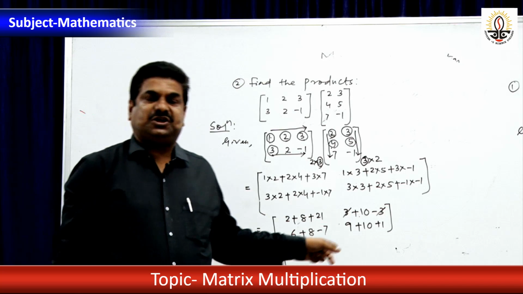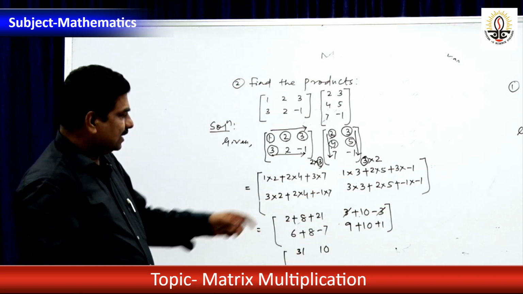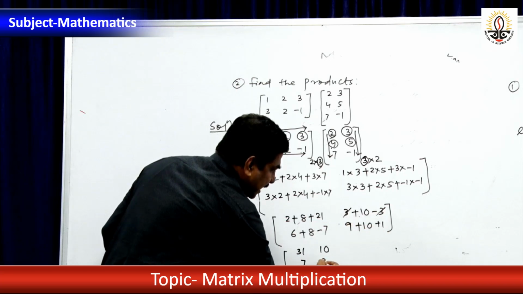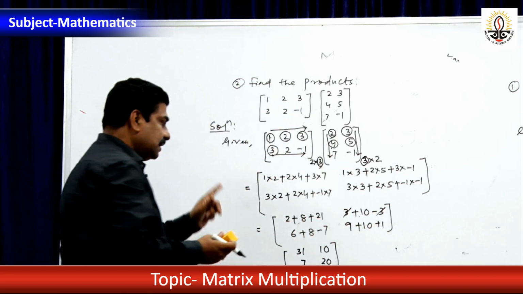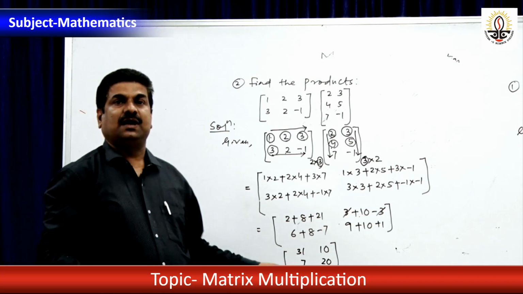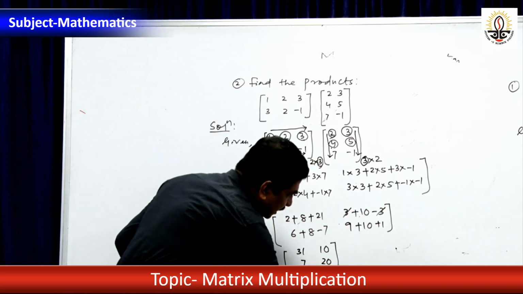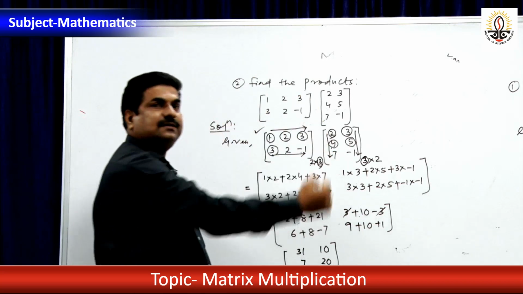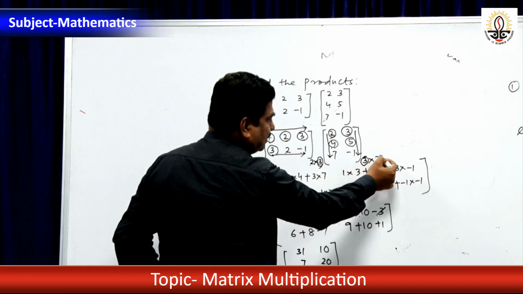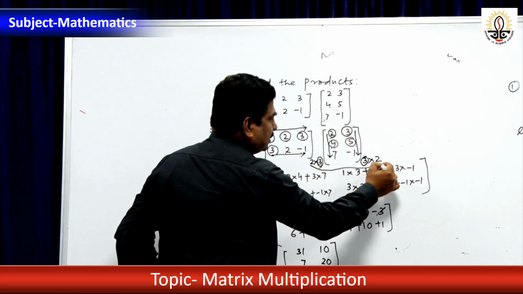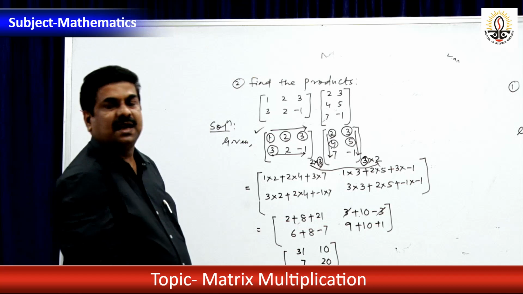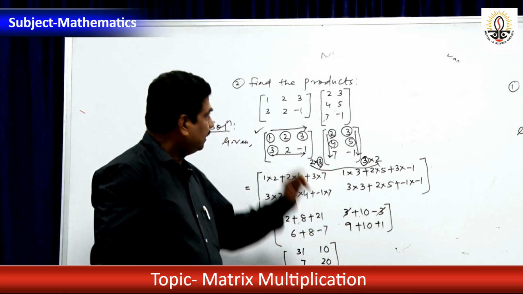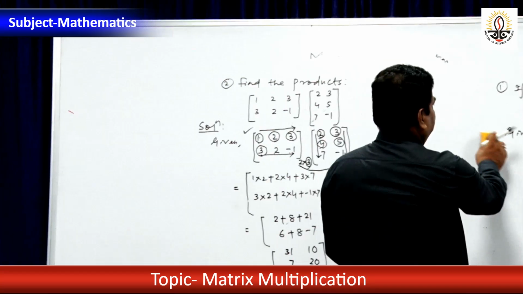Here you see 6 plus 8 is 14, 14 minus 7 is 7. And this one be 9 plus 1 is 10, 10 plus 10 is 20. Dear, here you see this is a matrix of order 2 by 2. I have already explained: if the first matrix is of order 2 by 3 and the second matrix is of order 3 by 2, then the product is a matrix of order 2 by 2. Okay. Third question, I will solve one more.